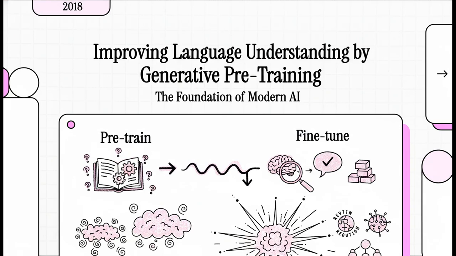Welcome to The Explainer. Today, we're going to jump in our time machine and head back to 2018. We're looking at a single research paper. And I know, that might sound a little dry, but trust me, this paper, Improving Language Understanding by Generative Pre-Training, is the quiet little spark that lit the fuse for the entire modern AI explosion.